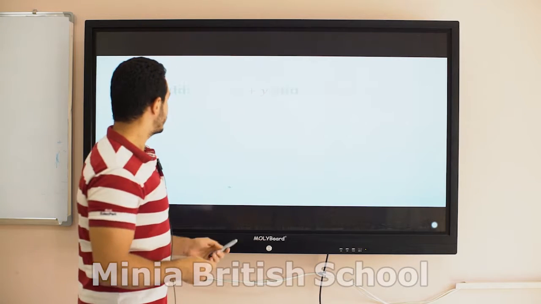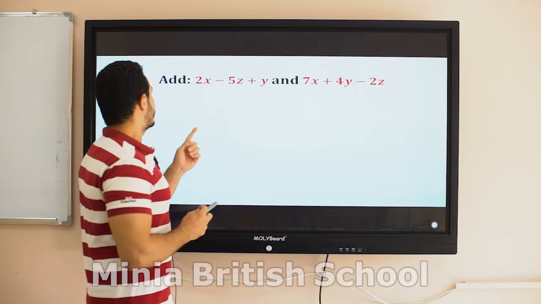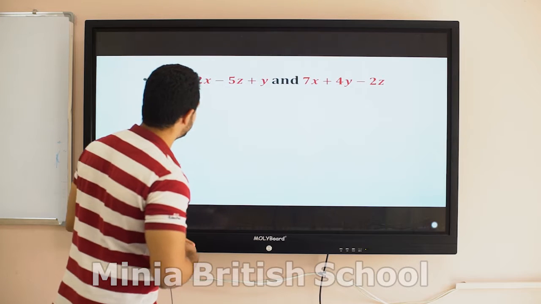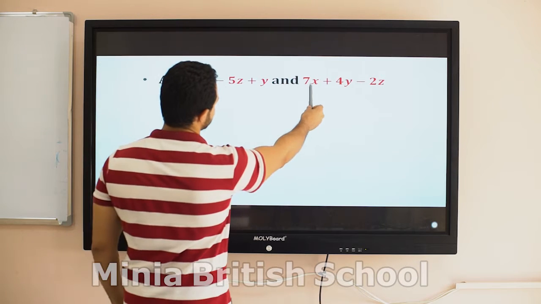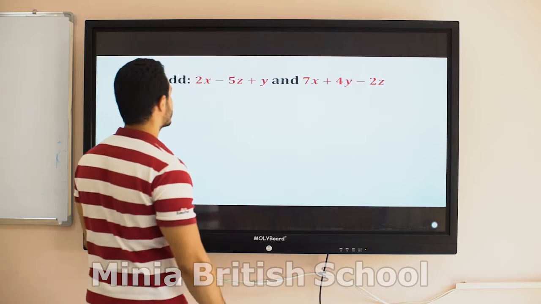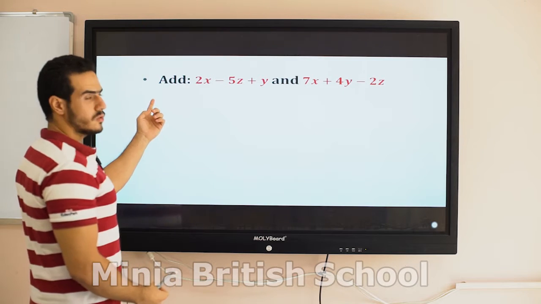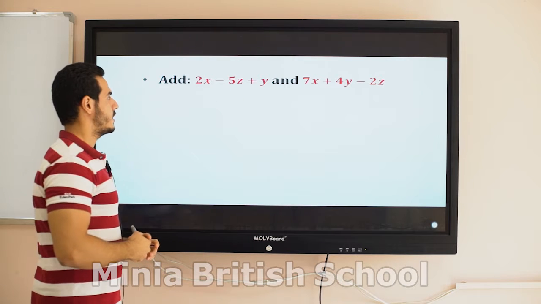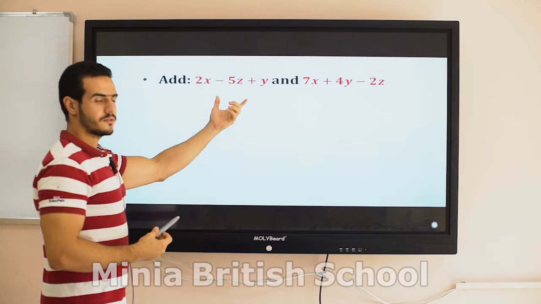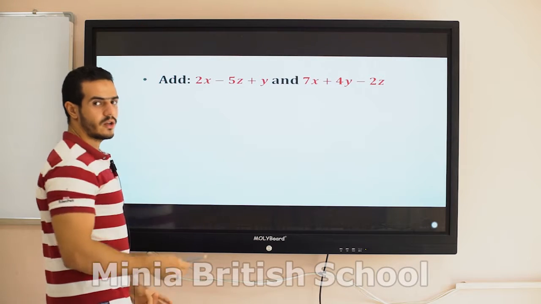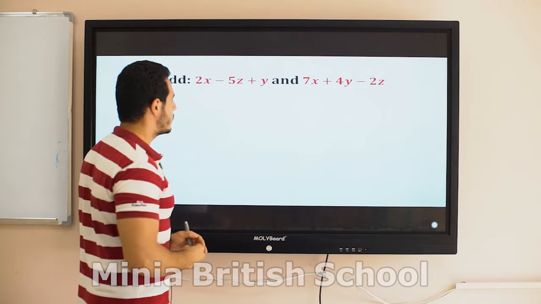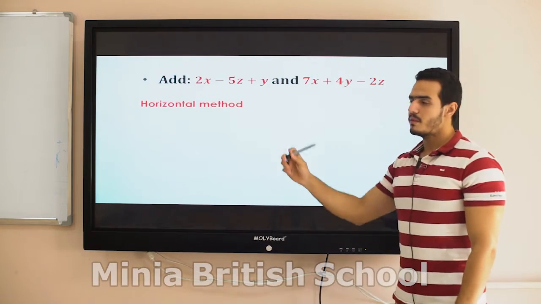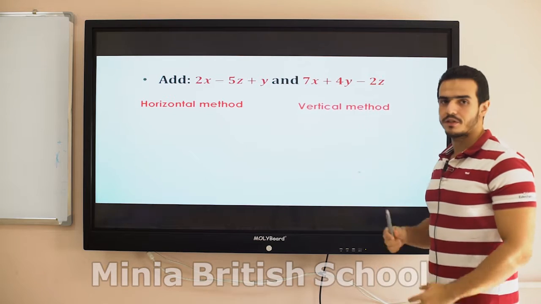Okay? Look at this. If I have 2x minus 7 minus 5z plus y and 7x plus 4y minus 2z, I want to add this expression and this expression. Okay? To add them, I will write the first one plus the second one. I have two ways to solve this, okay? The first way is the horizontal method and the second is vertical.